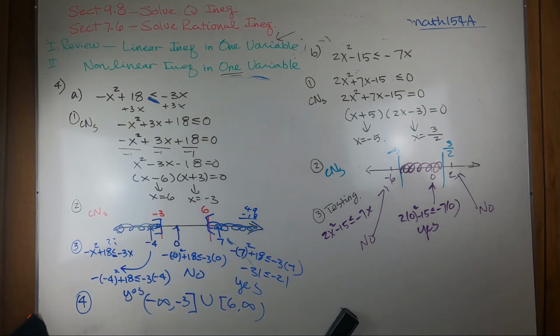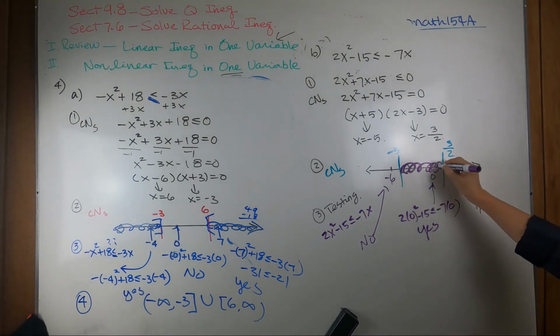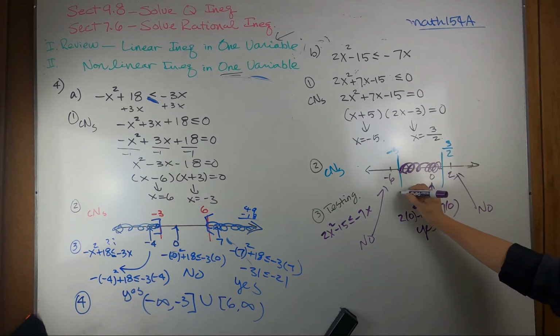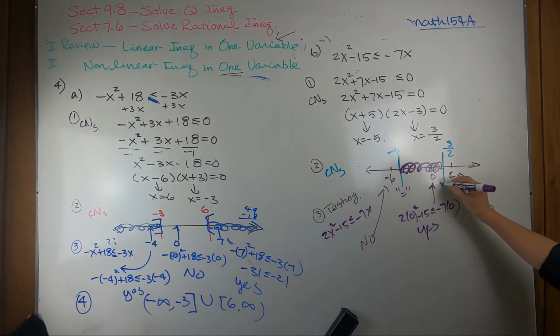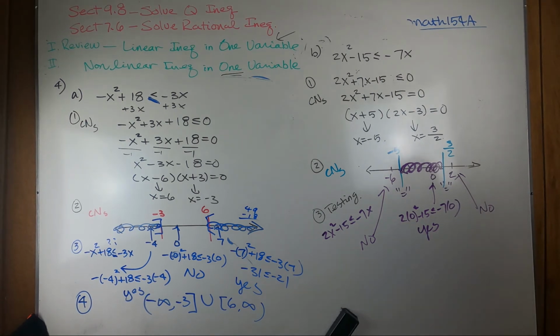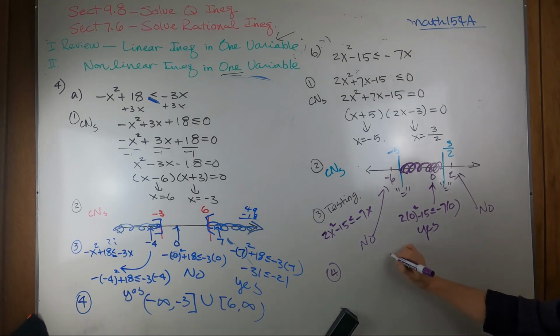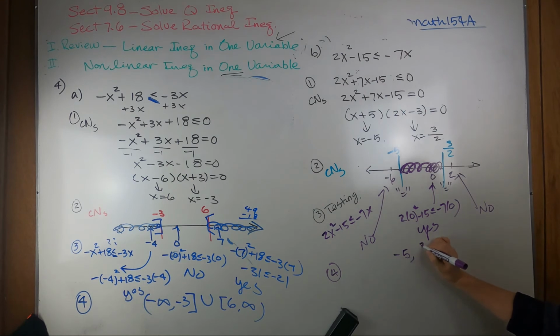So where is your answer? Right in between here. Do you include the boundary conditions? You plug in, and that will be equal. So your answer for this one is in the middle, from here to here, negative 5 to 3/2 with brackets. Are we good?